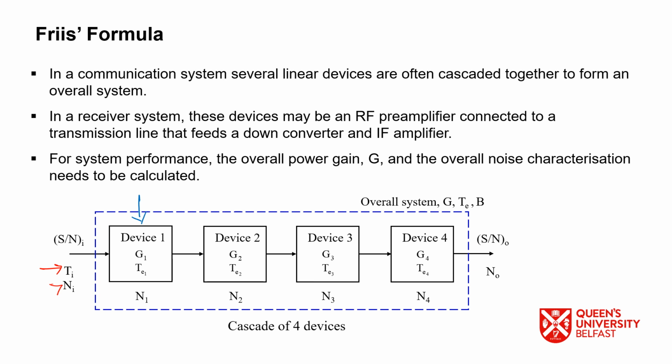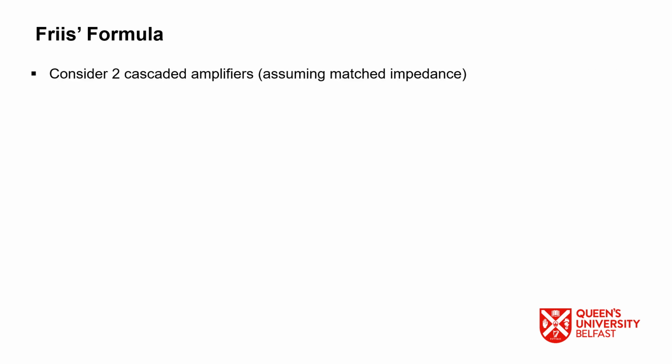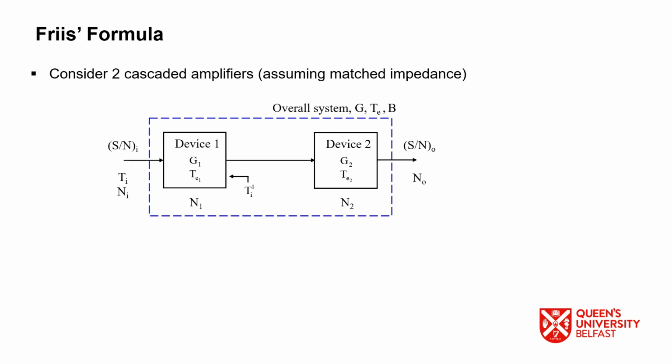So as we move along our cascaded system, we will have multiple gains, and for example at the output of my first amplifier or device 1, I will have this device's own noise plus the noise that it has amplified. At device 2 level, I will have its own noise plus the noise at this point, and so on. So let's consider a simple example in which we have 2 cascaded amplifiers, and we are assuming that their impedance is matched.